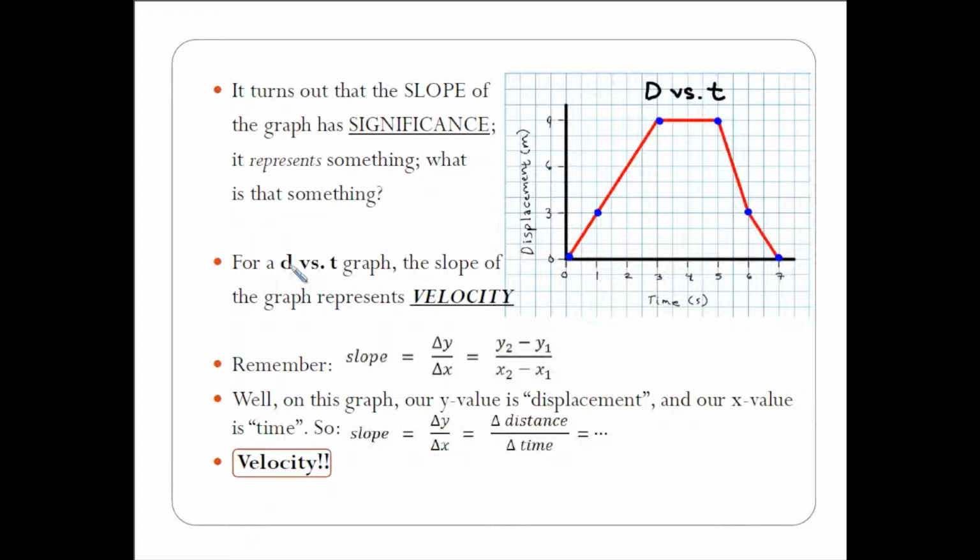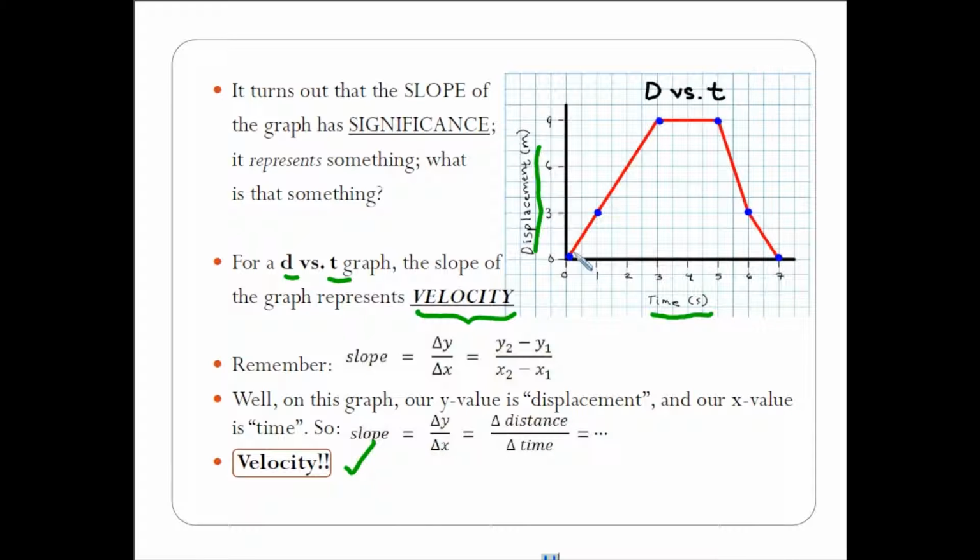What is that something? Well, for a distance versus time graph, the slope of the graph represents the velocity of the object. Remember that slope is equal to the change in your y variable divided by the change in your x variable, or y2 minus y1 divided by x2 minus x1. On this graph, our y value is displacement and our x value is time. So when you determine the slope of this, it is change in y over change in x, which is the change in your displacement or distance in this case, divided by the time, which is d divided by t, velocity.